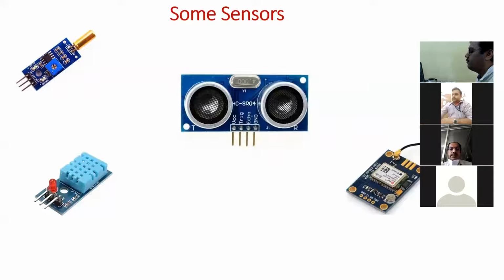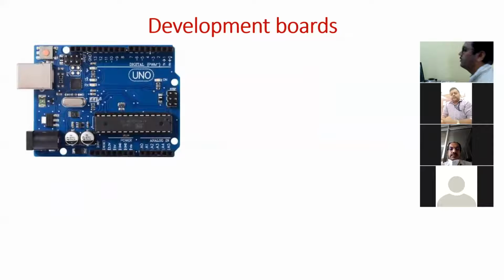And then we have things like development boards. So first, let me tell you what a development board is. In simple terms, it is a card-sized computer. Computer means it has things like a microprocessor, RAM, ROM, and input-output pins. Therefore, we can call a development board a card-sized computer.